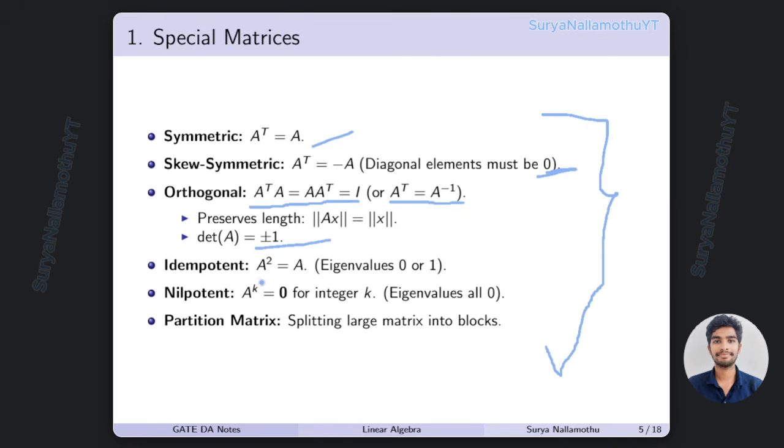Idempotent matrix. It is nothing but A square is equal to A. If this condition is followed, the eigenvalues are 0 or 1. Nilpotent means A power k is equal to 0 for some integer k. It means for a nilpotent matrix, A power k is 0, and all eigenvalues are 0. Partitioning a matrix means splitting a large matrix into blocks. For example, we take a 3 by 3 matrix and convert it into 2 by 2 blocks, which is a partitioned matrix.